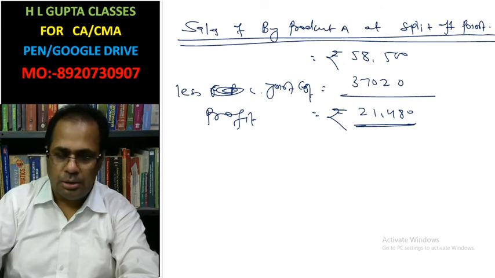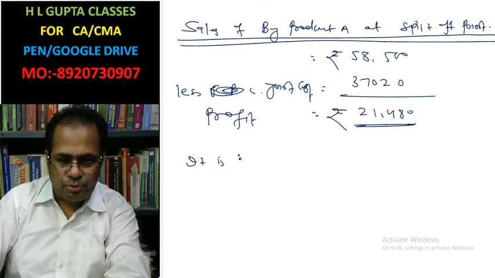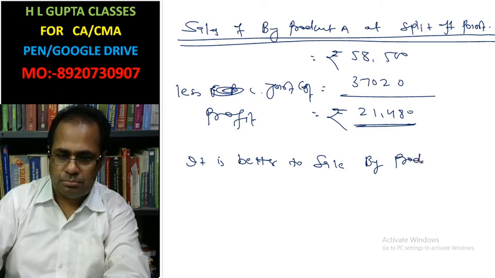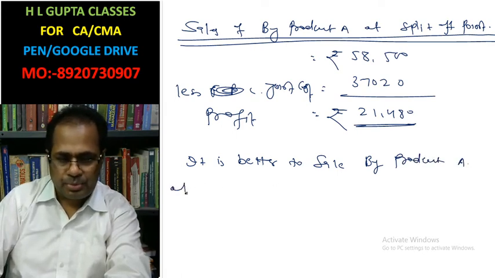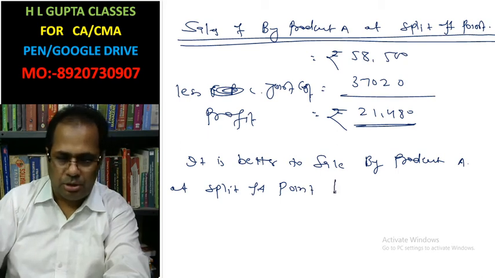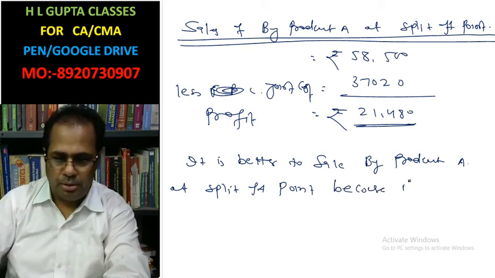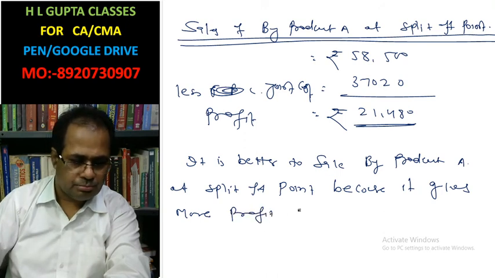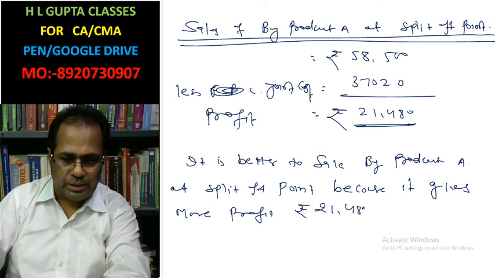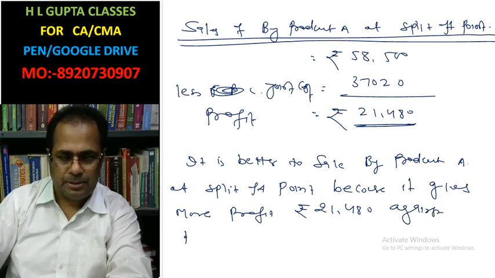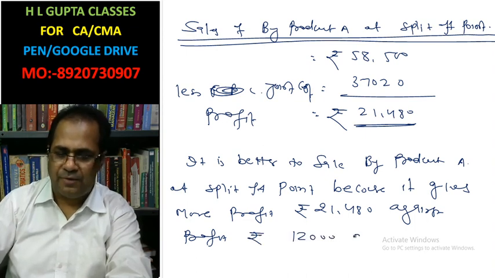It is better to sell byproduct A at the split-off point because it gives more profit: rupees 21,480 against a profit of rupees 12,000 after further processing.